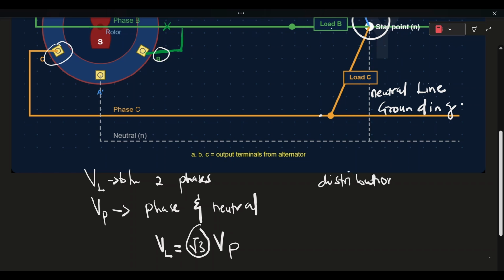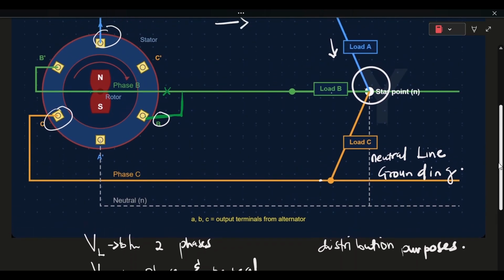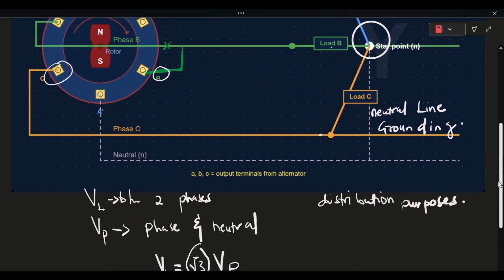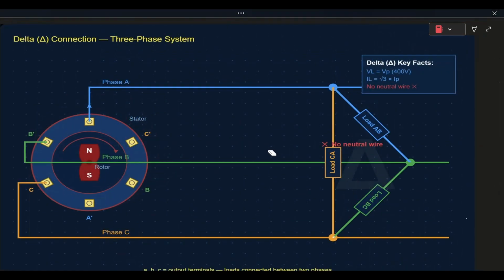And not only that, but the Y connection also produces a much lower phase voltage than the delta connection. Now with this, let's move to what the delta connection is. So now for the delta configuration, each phase is connected end to end. You have two phases meeting at each end. So you have this phase, let's say phase A and phase B connected end to end.